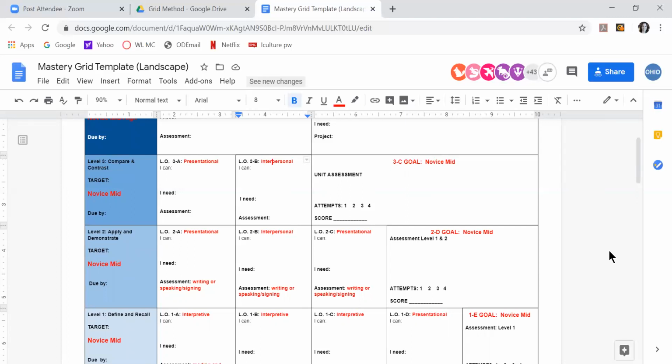Let's see. I'm looking at some of the comments because they're really good. Susan mentioned different levels. It might work different ways.